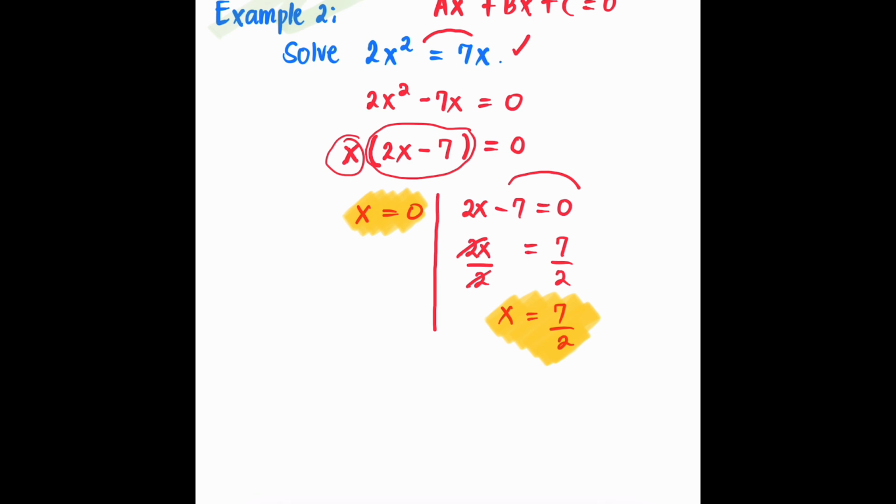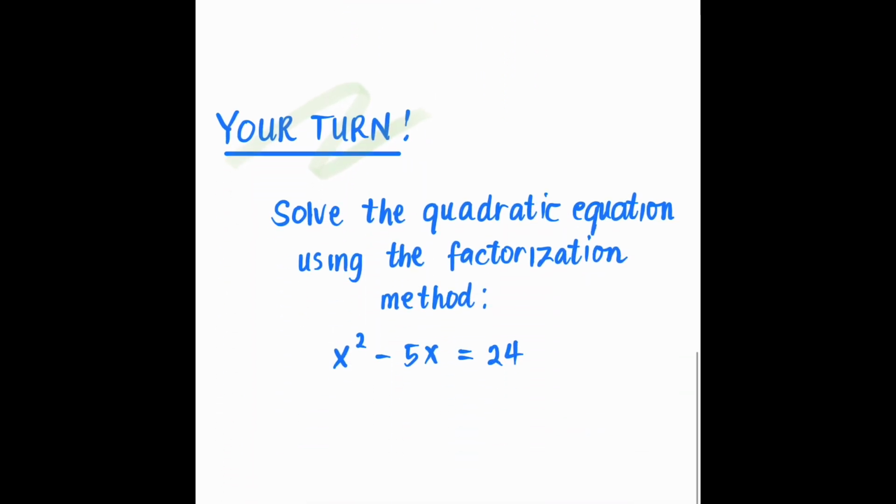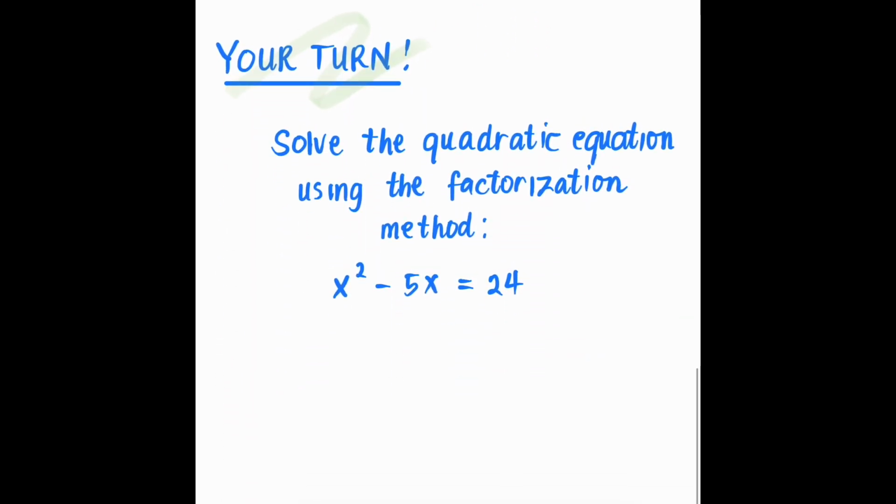And now for your challenge, grab your pen and paper and answer this question. Solve the quadratic equation using the factorization method. So the given equation is x squared minus 5x equals 24.